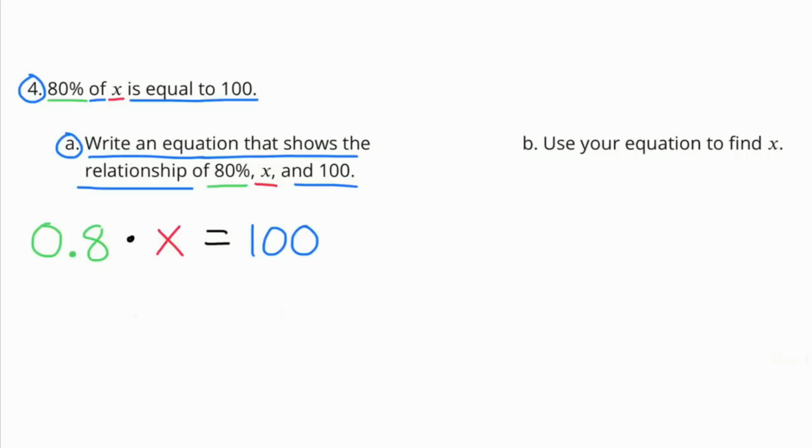Number 4. 80% of x is equal to 100. A. Write an expression that shows the relationship of 80%, x, and 100. The equation that I wrote was 8/10 times x equals 100.